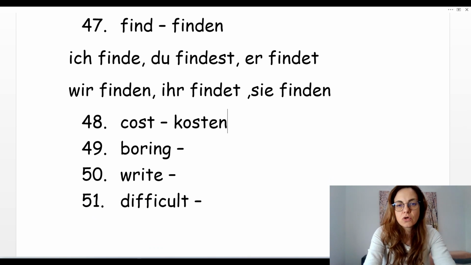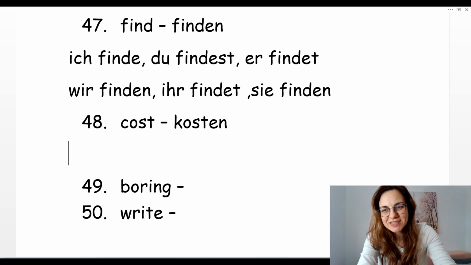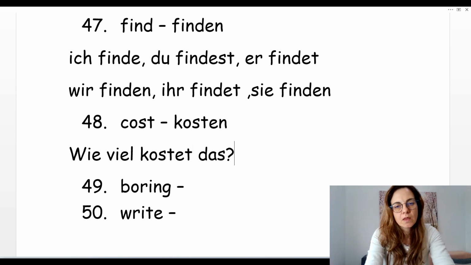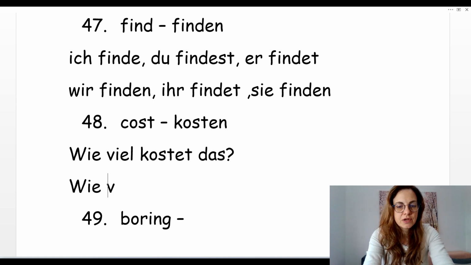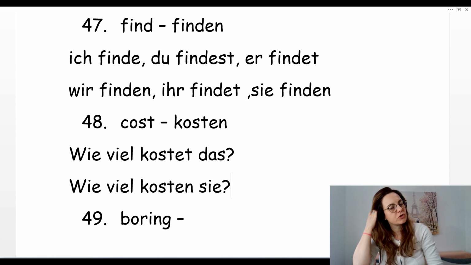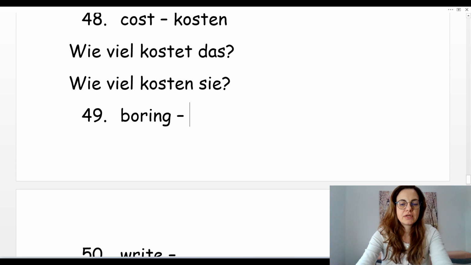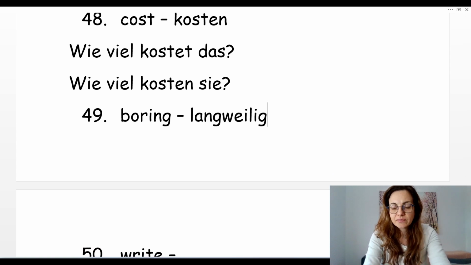Cost is kosten. We won't say I cost, you cost, he cost. So we can only ask, for example, wie viel kostet das? How much does it cost? Or plural form, wie viel kosten sie? How much do they cost? Boring is langweilig.